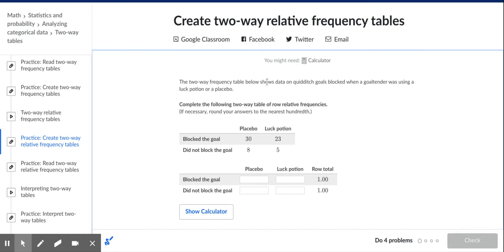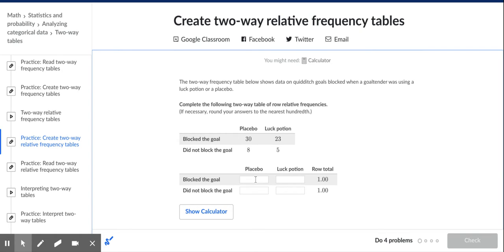The two-way frequency table shows data on Quidditch goals blocked when a goaltender was using a luck potion or a placebo. In case you don't know, this is a Harry Potter reference, and it's not called a goaltender, it's called a keeper. Anyway, let's go ahead and do the question.